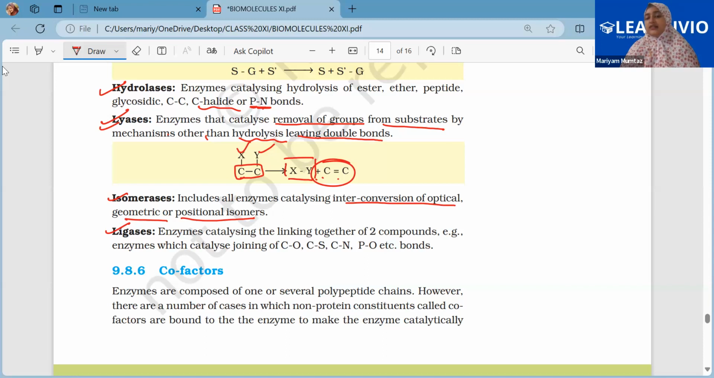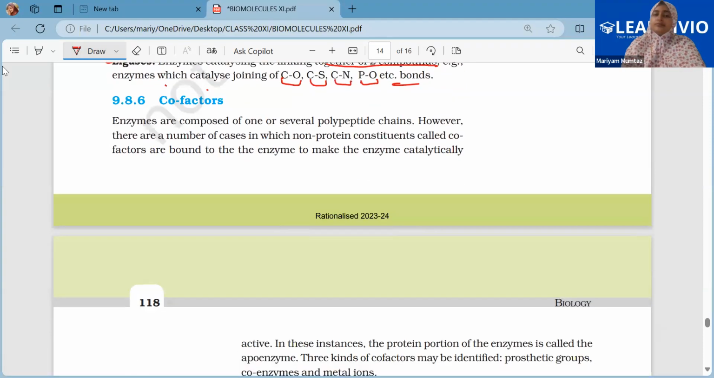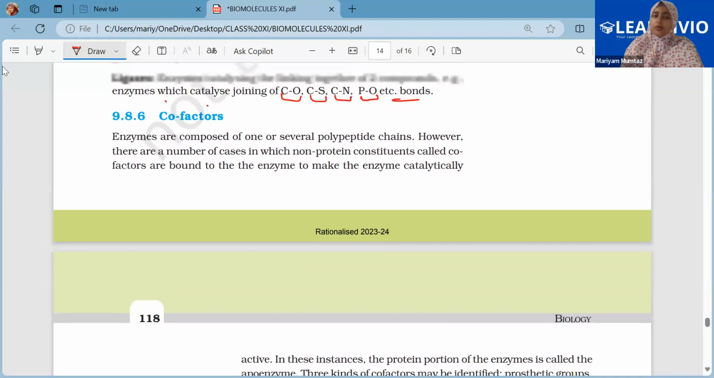We know that they are responsible for joining. They are glue-like enzymes, responsible for the linking together of two compounds. For example, enzymes which catalyze joining of carbon and oxygen, carbon and sulfur, carbon and nitrogen, phosphorus and oxygen bonds. So carbon with all the other elements, this joining of the two is because of the ligase enzyme. Now we'll talk about the cofactors.